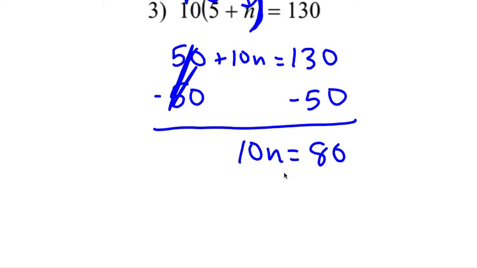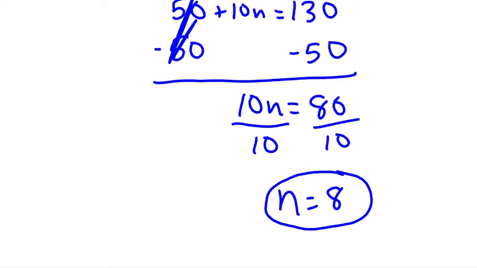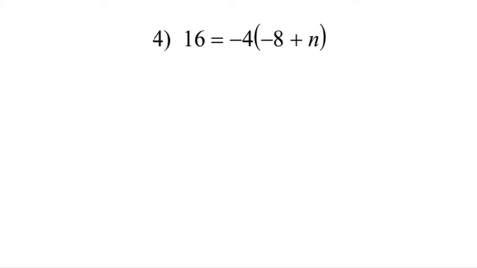Last step, to get n by itself, this is being multiplied, so I do the opposite, and I divide. Divide both sides by 10. 80 divided by 10 is 8. So there's your final answer. n equals 8. All right, number 4.